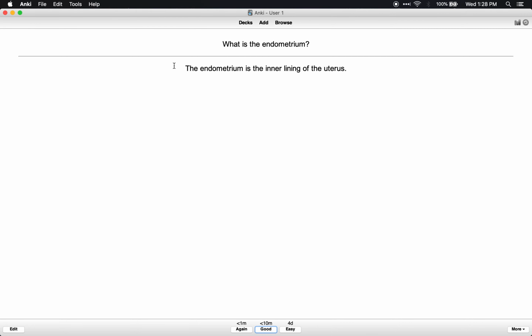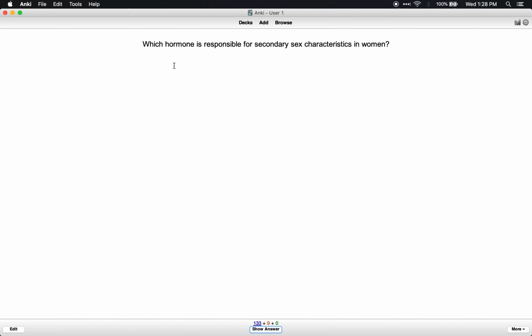Endometrium is a lining of some sort, the inner lining of the uterus. Oh crap! I put 2. Oh well. Which hormone is responsible for secondary sex characteristics in women? Progesterone, estrogen.